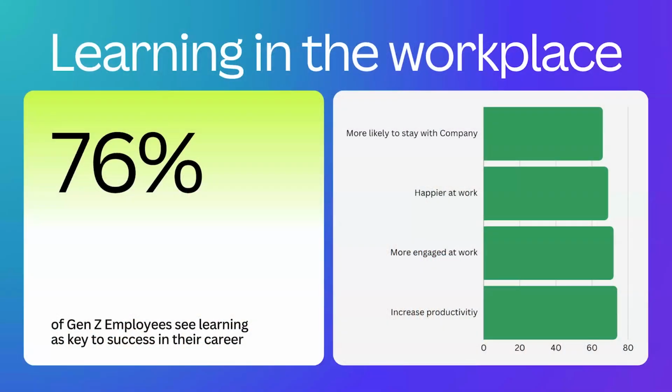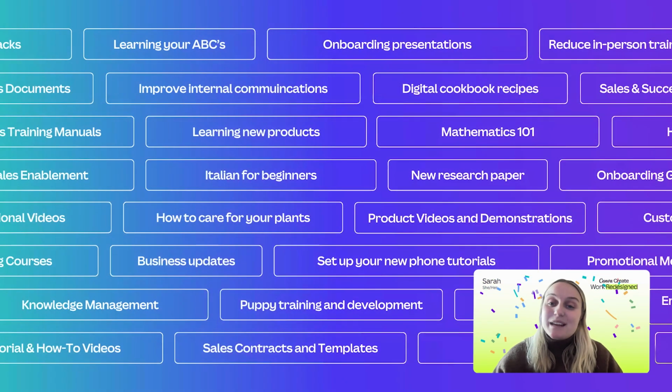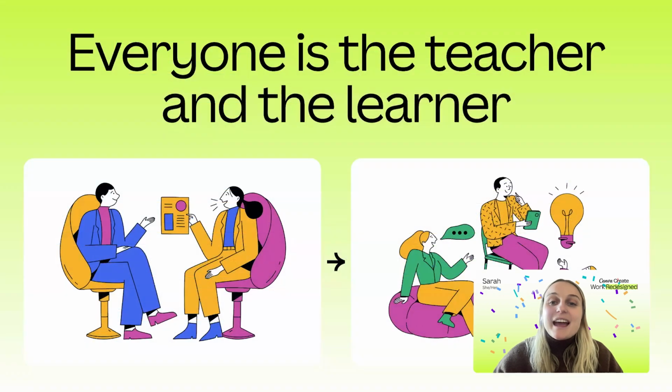We've seen learning in the workplace become increasingly important, with 76% of Gen Z employees seeing learning as key to career success. Learning even provides employee benefits like more engaged and happier employees or better productivity. And there are so many things we need to learn, and we can teach in the workplace as well. Learning touches every employee and every team, whether you're onboarding to your company, looking for the latest research reports, or trying to remember that pesky Excel formula. And everyone at work can be a teacher or a student at different times.